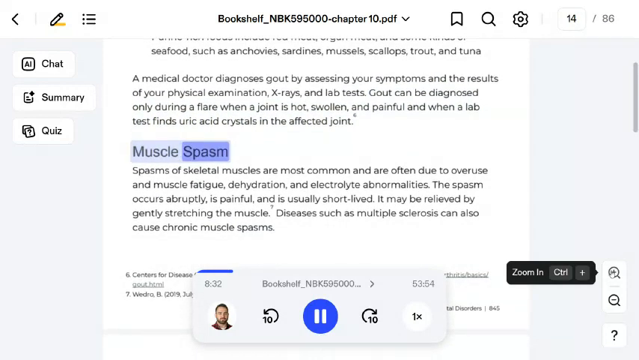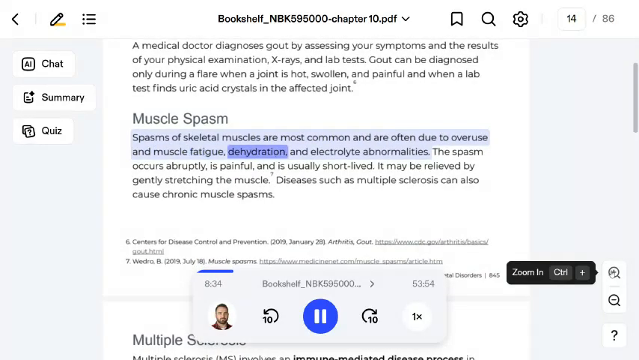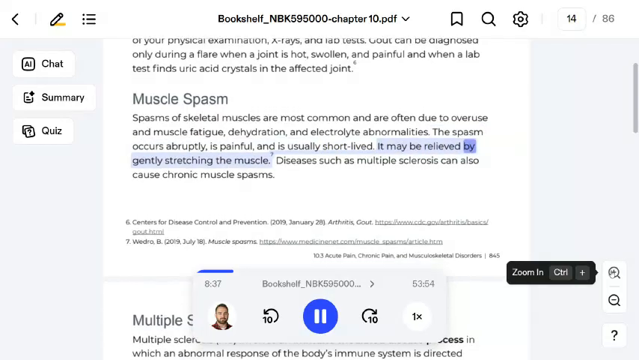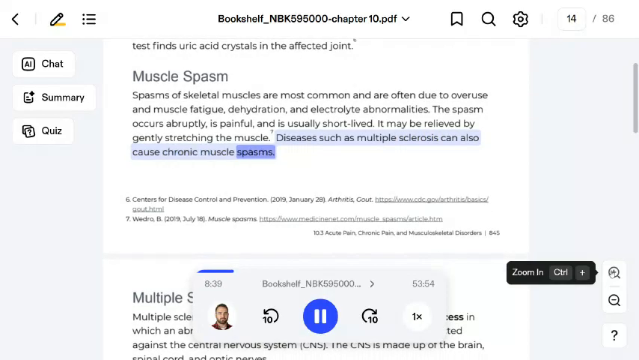Muscle spasm. Spasms of skeletal muscles are most common and are often due to overuse and muscle fatigue, dehydration, and electrolyte abnormalities. The spasm occurs abruptly, is painful, and is usually short-lived. It may be relieved by gently stretching the muscle. Diseases such as multiple sclerosis can also cause chronic muscle spasms.